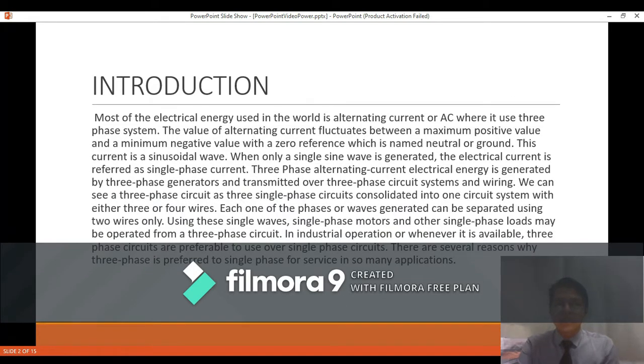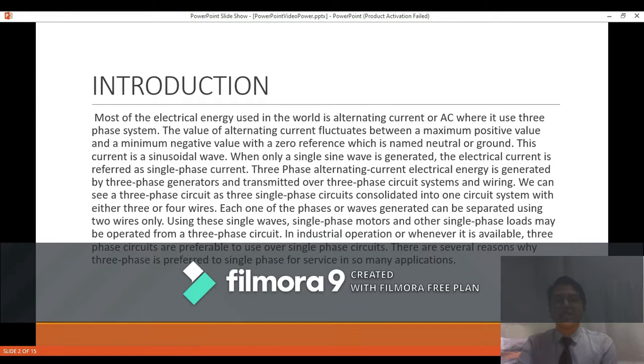Most of the electrical energy used in the world is alternating current, or AC, which uses a three-phase system. The value of alternating current fluctuates between a maximum positive value and a minimum negative value with a zero reference, which is named neutral or ground. This current is a sinusoidal wave. When only a single sine wave is generated, the electrical current is referred to as single-phase current.